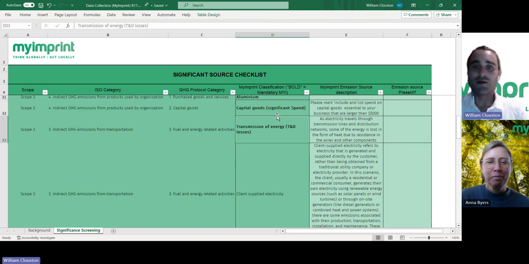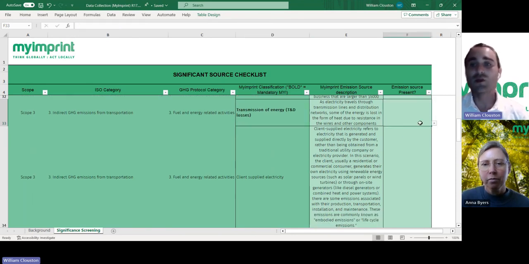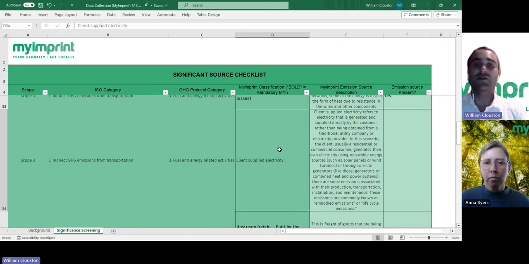Perfect. So T&D losses, that's when you purchase electricity, there's some energy lost in the transmission of it. You will have that if you purchase electricity. Client supplied electricity, this one is a little bit different. So this is when you generate your own electricity, but not from generators, so from solar or wind power.